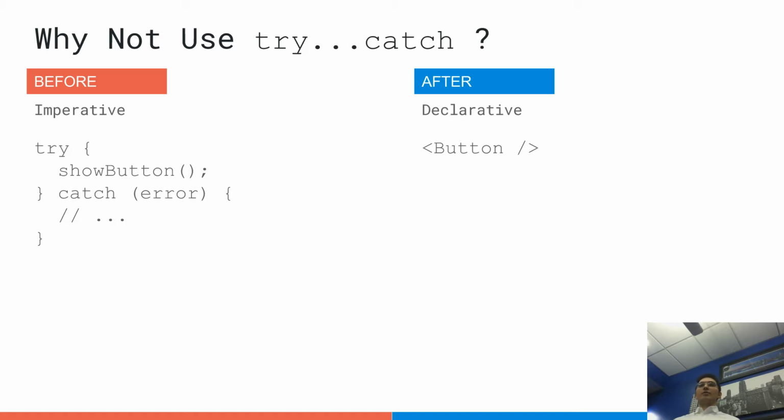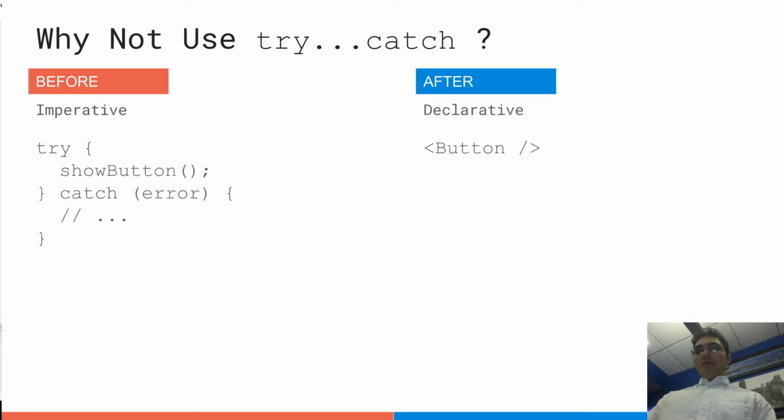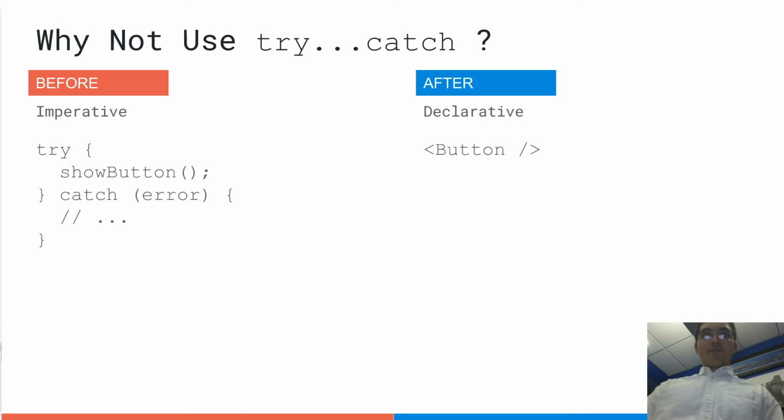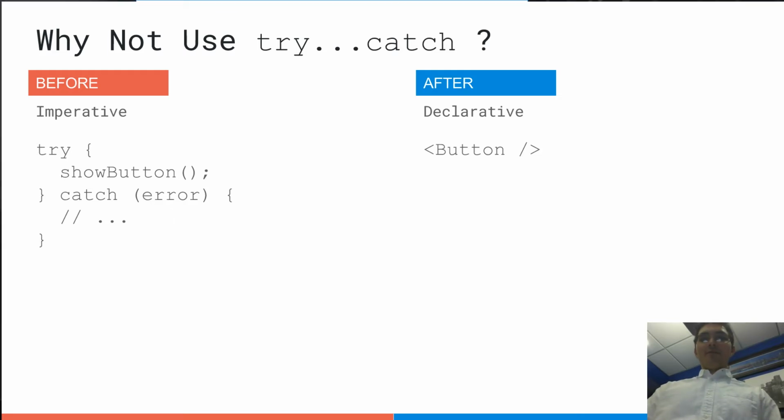Why not do it? It's much better to say, button, than it is to say, try showing the button, and if you can't show the button, then do this error, and it becomes problematic. So yeah, using error boundaries kind of hits the sweet spot on the declarative nature of React, if you know what I mean. So I didn't make a "that's all folks" slide, but that's all folks.